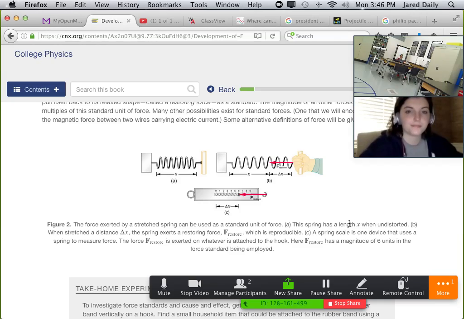But what do you know about pulling on springs? Have any of you ever pulled on a spring or pushed on a spring before? What happens? Is there another force involved? Is it just you pulling on the spring? No, there's a tension. There's some tension in the spring.